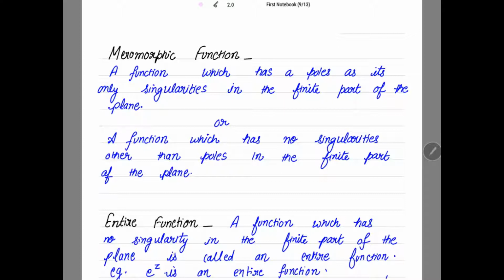Then is the entire function. A function which has no singularity in the finite part of the plane. That means no singularity, which means the function is analytic in the finite part of the plane. For example, e to the power z is an entire function. Just keep in mind, they are saying that there should be no singularity in the finite part of the plane. So all your trigonometric functions, polynomials, this e to the power z, all are entire functions. That means all are analytic in the finite part of the plane.